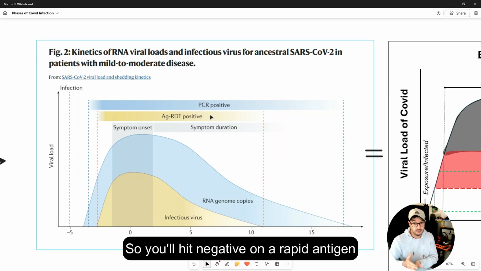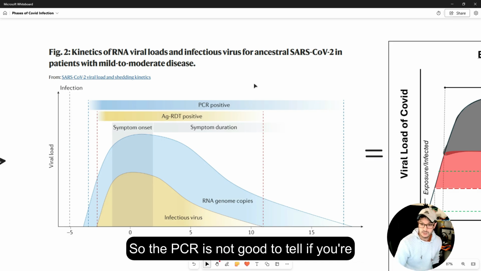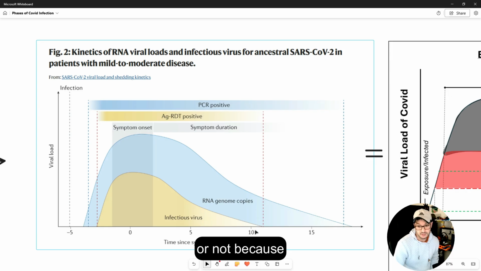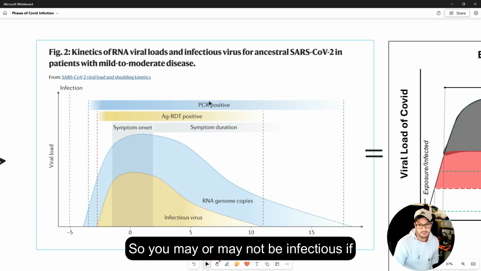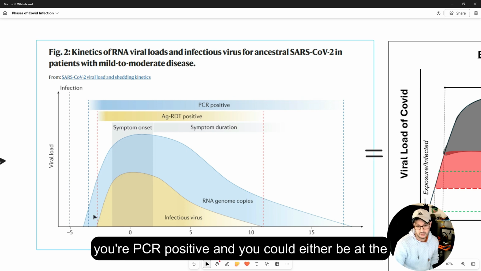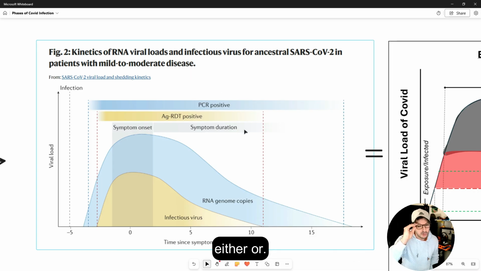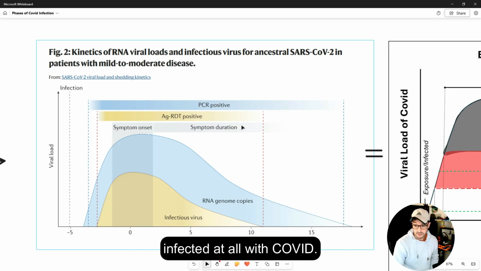So you'll hit negative on a rapid antigen test before you'll hit negative on a PCR test. So the PCR is not good to tell if you're infectious or not, because it's going to detect very low levels. So you may or may not be infectious if you're PCR positive, and you could either be at the beginning of an infection or the end of an infection. The PCR is not good for letting you know either or, but it is good to tell if you have been infected at all with COVID. So that's why it's important. So that's sort of the breakdown of this right here.